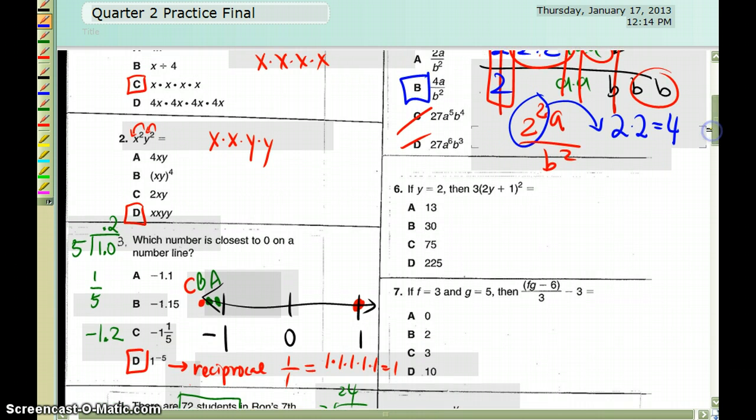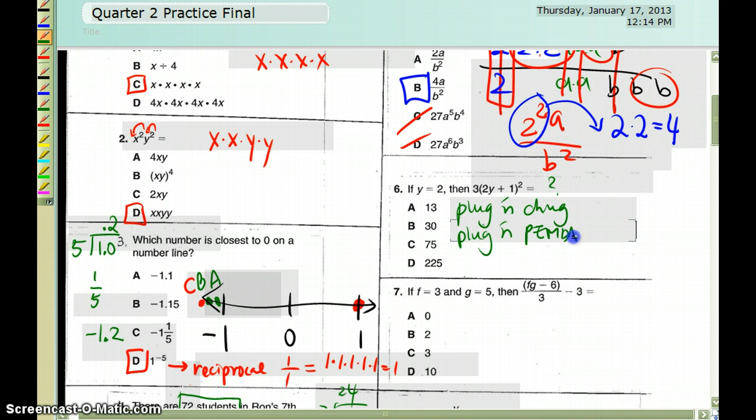Number 6, if y is 2 and then I have this expression, what would this expression equal to? Then what I'm going to do is I'm going to plug and chug, which is really plug and PEMDAS. Okay, so I'm going to plug in PEMDAS. So I've got 3 parentheses 2 times 2 plus 1 close parentheses to the second power. Use a different color here. Okay, that 2 goes right into there, plug.